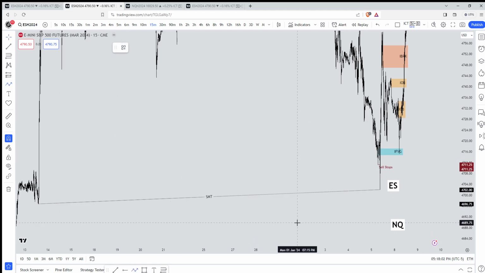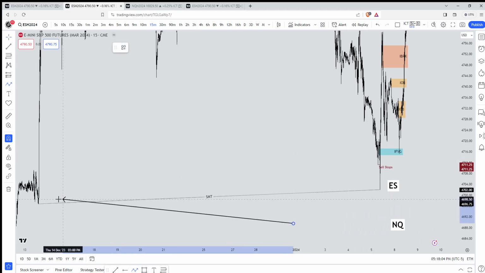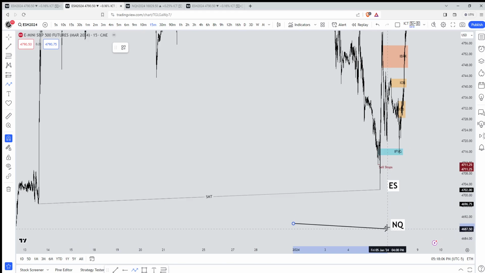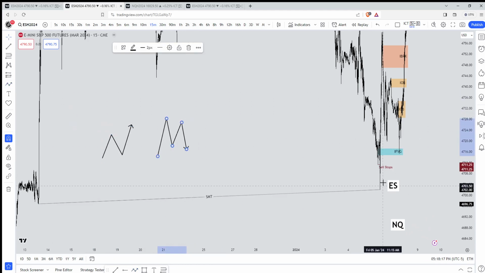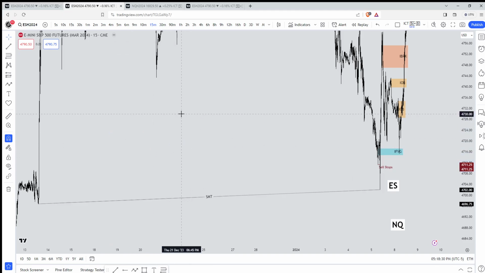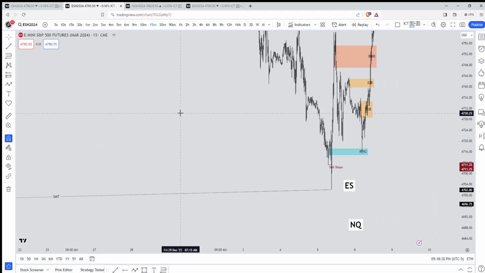So SMT is a cracking of correlation between correlated assets. If you have ES setting a higher low, but NQ setting a lower low, that's bullish SMT. In the bearish example, bearish SMT is when one asset creates a higher high, but the other creates a lower high. In this example, you'd want to trade ES because it created the higher low. This is going to be faster to the upside. And in the bearish example, you want to trade the one that creates the lower high because it's going to be faster to the downside. It's something you could utilize to confirm the trade idea, not something you want to utilize on its own.